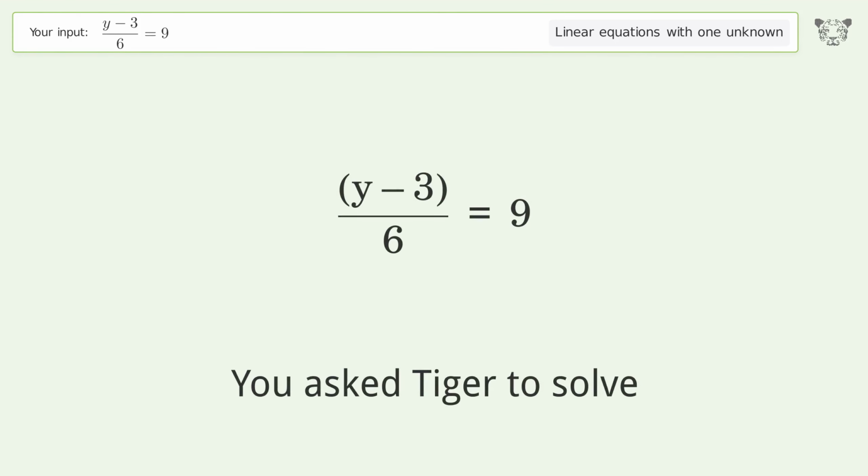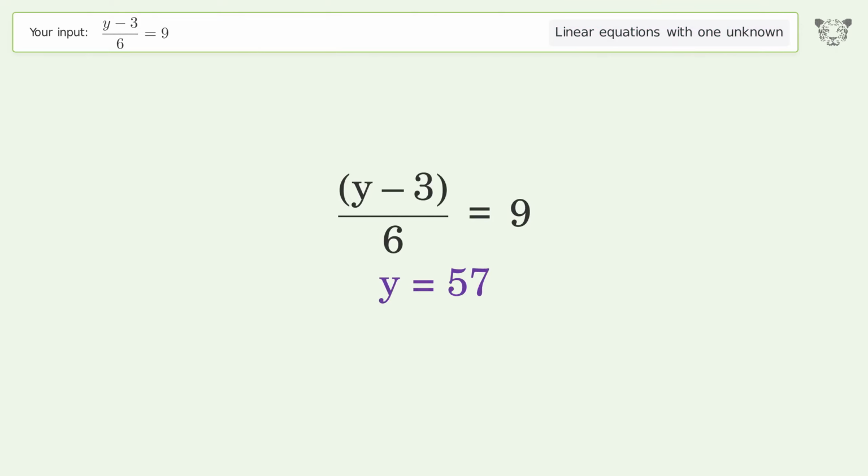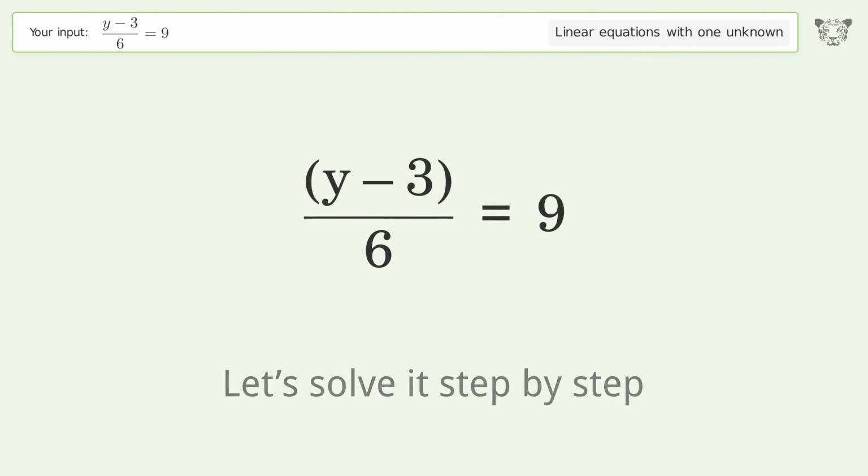You ask Tiger to solve. This deals with linear equations with one unknown. The final result is y equals 57. Let's solve it step by step.